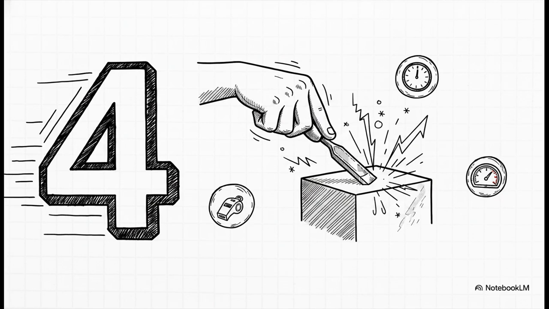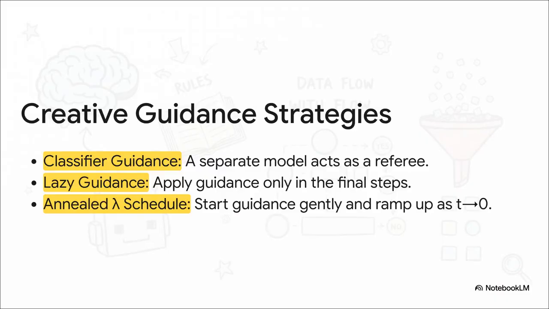Of course, the real action is still in step 4, guidance. And researchers have come up with all sorts of creative ways to apply that guiding hand while the data is actually being created. And this is where you can really see the creativity shine. You could have a separate AI referee that's constantly checking the work. Or you could try lazy guidance. Don't bother correcting anything until the very final stages.